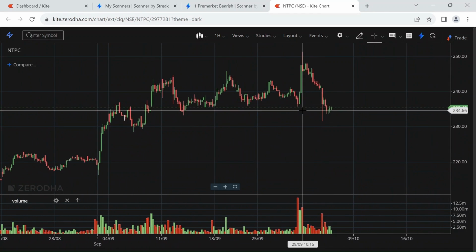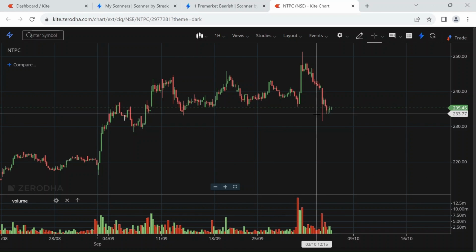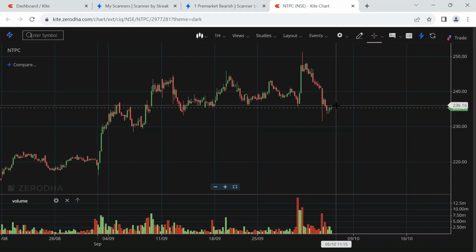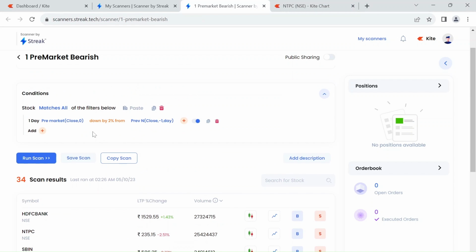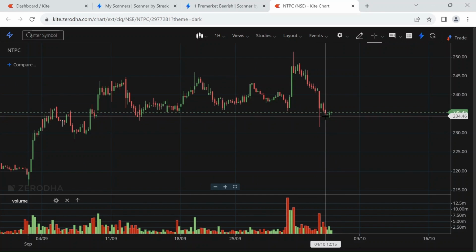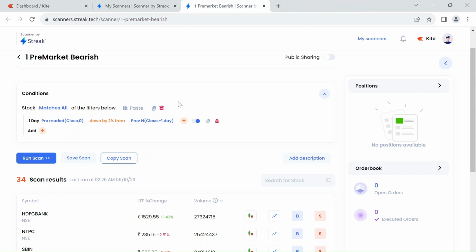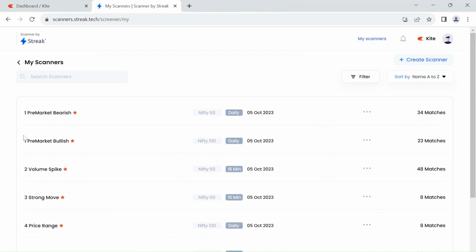It seems to me it came down from the support and is retesting the support, and maybe you can look for a good bearish opportunity. In the pre-market it went down by 2%, and in the day also, if you look from 9:15, it came down. So maybe you can check this level, and if you had made this trade, you would have made some really good profit. So that's about our first scanner, pre-market bearish or pre-market bullish.